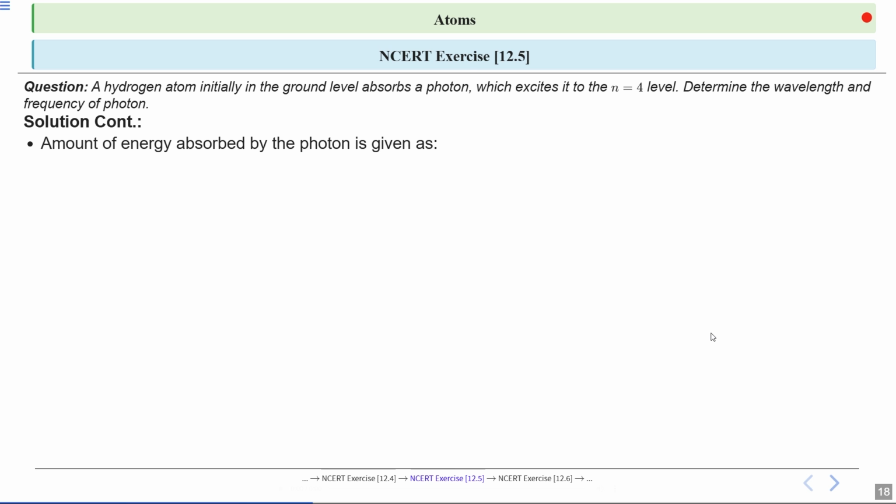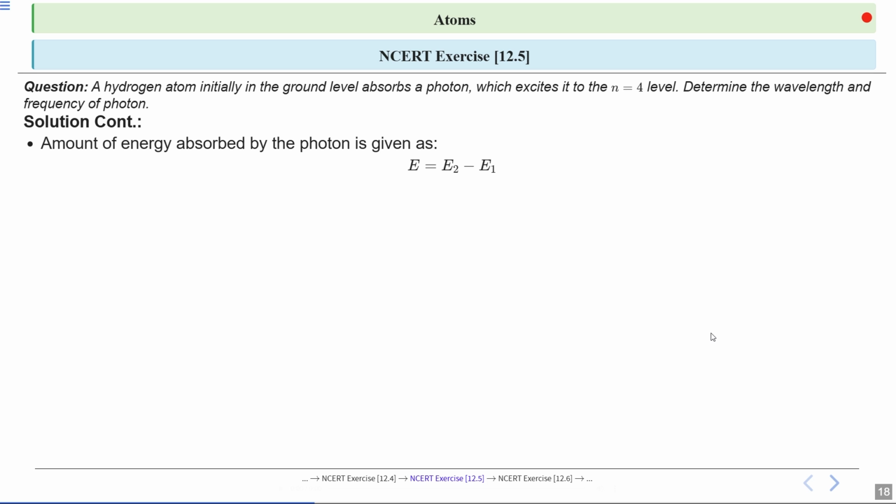First, let's figure out how much energy the atom absorbs. The energy absorbed by the photon is equal to the difference between the final and initial energy levels of the atom. We can write this mathematically as E equal to E2 minus E1. Here E is the energy of the photon. E2 is the energy of the higher level n equal to 4 and E1 is the energy of ground state, that is n equal to 1.